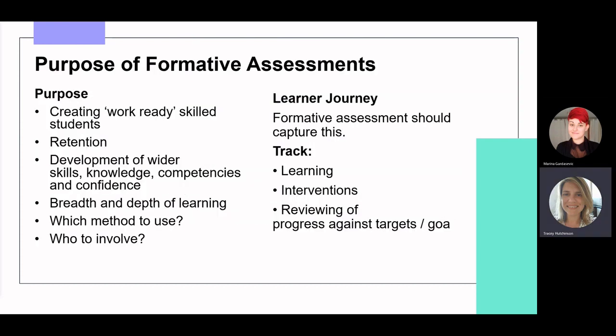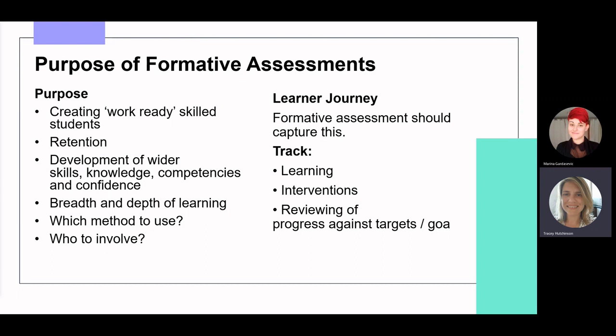So what is the purpose of formative assessment? So this is about getting work-ready, skilled students, because formative assessment should extend beyond knowledge, especially for two vocations that are high need of skills. The second factor relates to retention of knowledge, not only for the exams in the following summer or autumn, but applying and reviewing them on an ongoing basis.